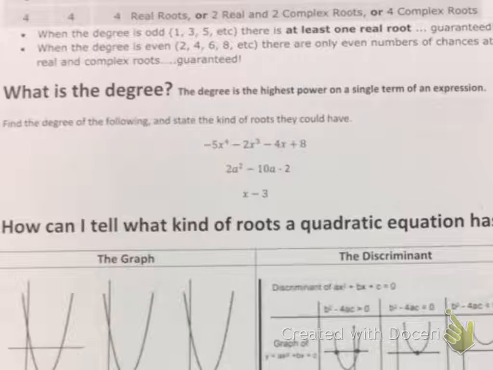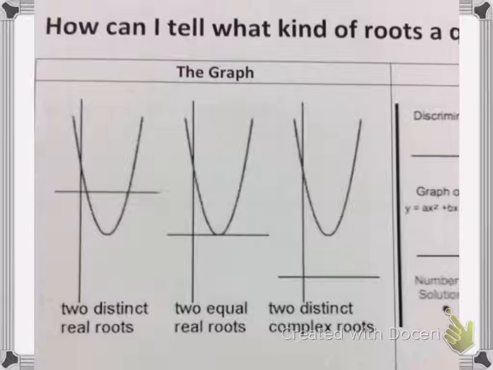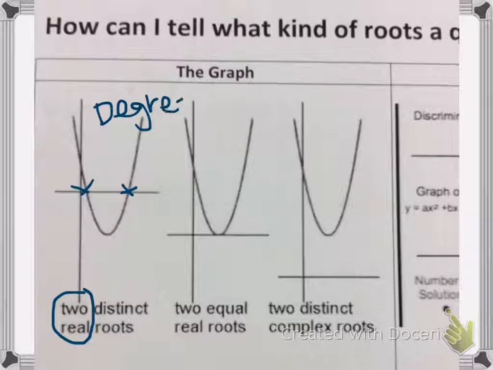This next little part right here talks about what the graphs of quadratics should look like. If my quadratic equation or my graph touches in 2 different places, then I have 2 real roots. Quadratics are a degree of 2, so all of these graphs that we're looking at today have a degree of 2. 2 real roots if we touch the x-axis in 2 places.